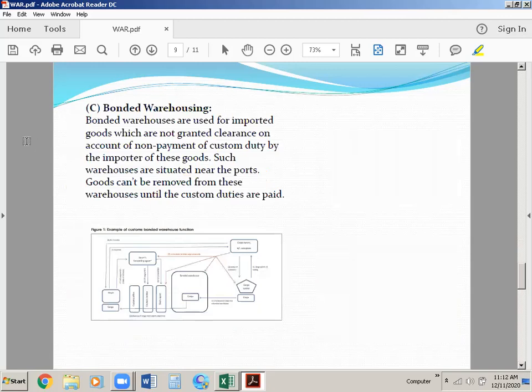We have bonded warehouses. Bonded warehouses are used for imported goods. When we are importing some goods from different countries, we usually have this type of warehouse, which are not guaranteed clearance. It is not necessary that they are guaranteed on account of non-payment of custom duty by the importer. So you people have to pay the custom duty also for the warehousing, which are not guaranteed clearance. Your commodity clearance is not necessary.